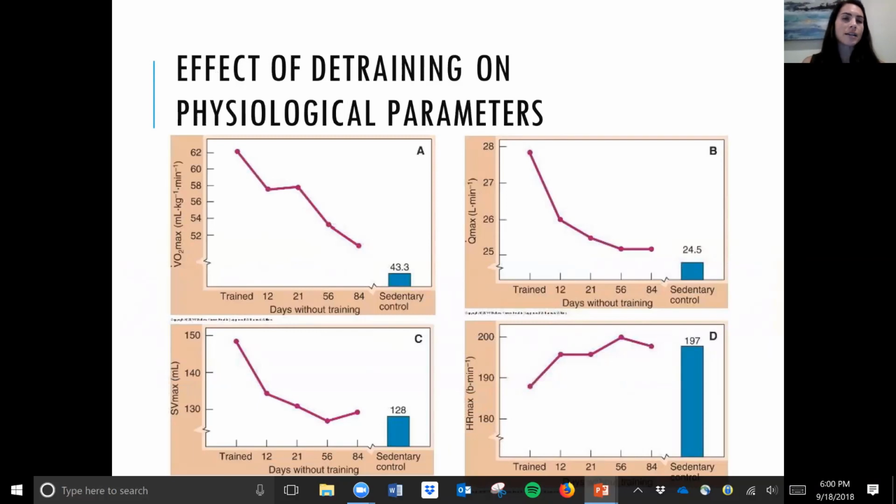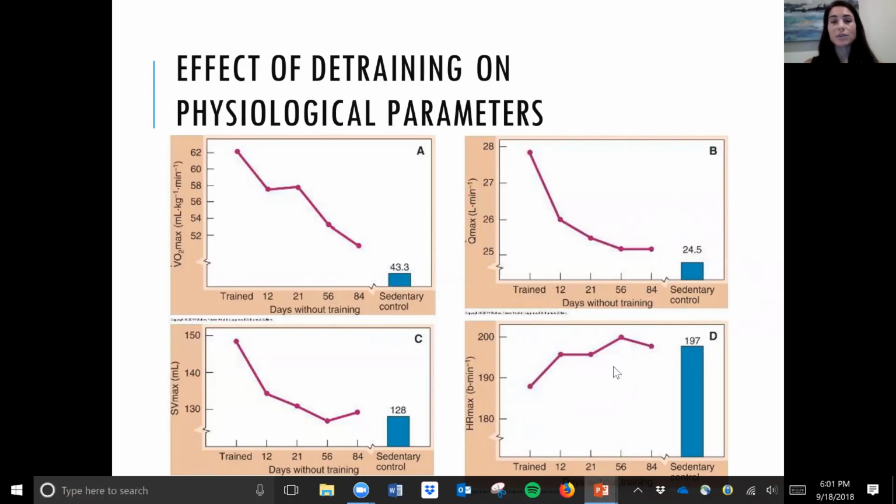Here are some other things to look at. Most notably probably are heart rate max and VO2, the top left and bottom right. Here you have someone who starts trained and then goes multiple days without training: 12 days, 21 days, all the way to 84. You can see that VO2, measured here as relative, so milliliters per kilogram per minute, drops pretty substantially. This group goes from on average about 62 milliliters per kilogram per minute down to less than 50. That's substantial.